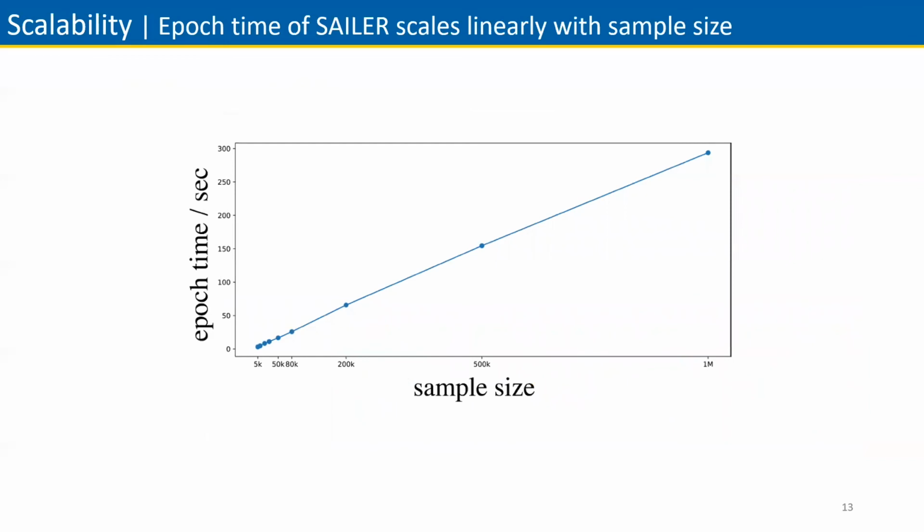An advantage of deep learning-based methods is mini-batch training, so it doesn't involve entire matrix factorization. So usually runtime for deep learning-based methods scales linearly with sample size. As you can see, epoch time of SAILER scales linearly up to 1 million cells in our experiments. And some traditional methods like SnapATAC don't have this property. So deep learning methods like SAILER are more efficient when analyzing large-scale datasets, for example, on atlas-level datasets or integrating multiple samples.